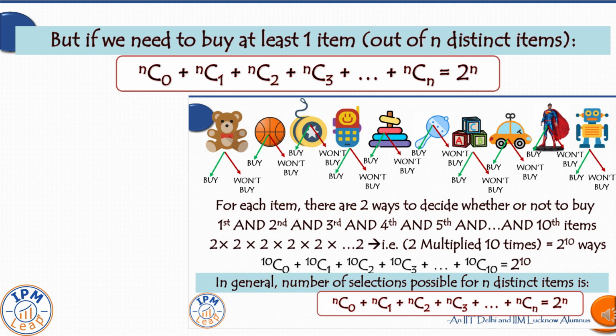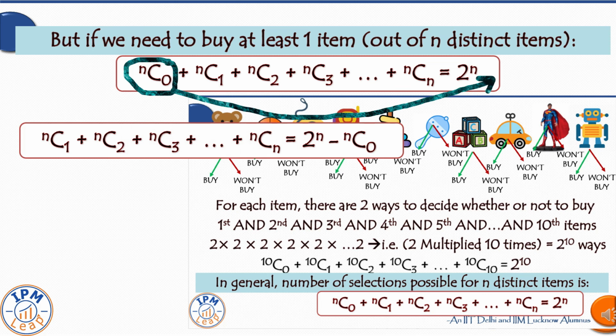What if we need to buy at least one item out of n distinct items? At least one means 1 or 2 or 3 or so on up till n. We need the sum from nC1 to nCn. We can simply shift nC0 to the right hand side of this equation for ease of calculations. nC0 we know is always equal to 1. So at least one item out of n can be bought in 2 raised to the power of n minus 1 ways. Similarly, let us suppose you need to buy minimum 3 items.